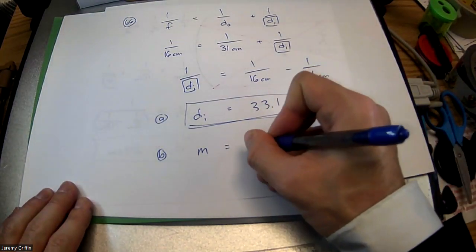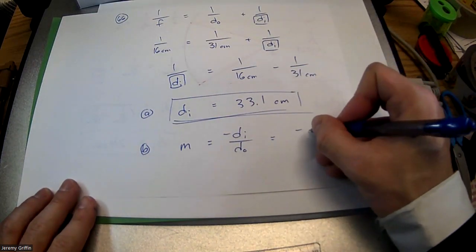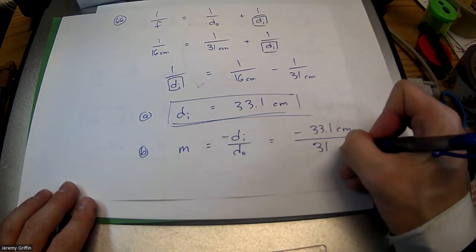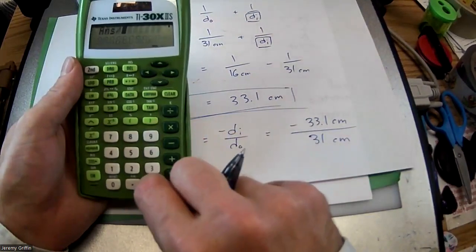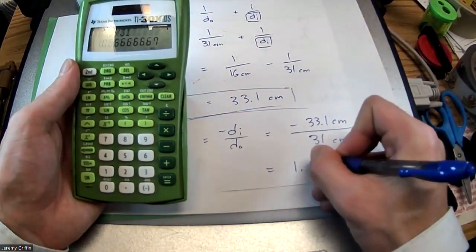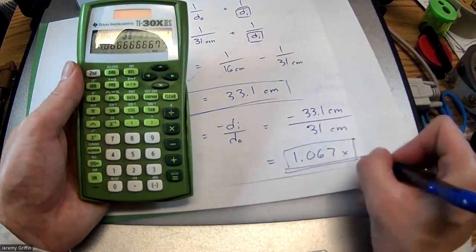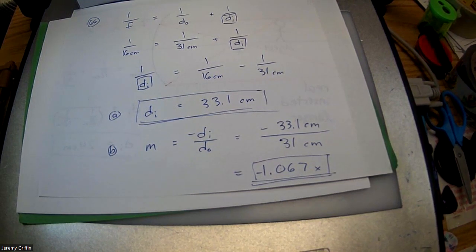We're looking at distance image compared to distance object, so make it negative. So we're doing negative 33.1 centimeters compared to the object was here at 31 centimeters. So it magnifies a little bit, but hardly anything. What is that divided by that? So it's 1.067 times magnification, about 7%. And the fact that it's negative in this context means it's inverted, upside down. Can you figure out magnification by taking the ratio of heights, or in this case, the ratio of distances?